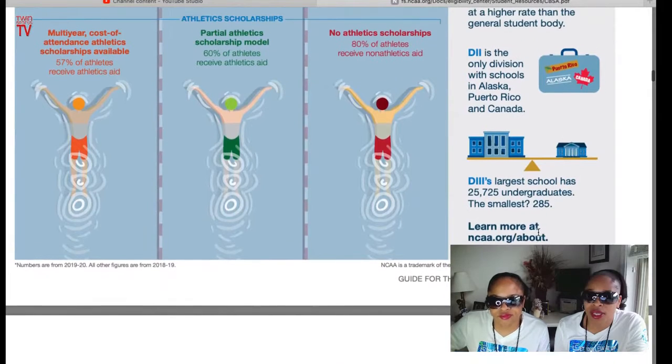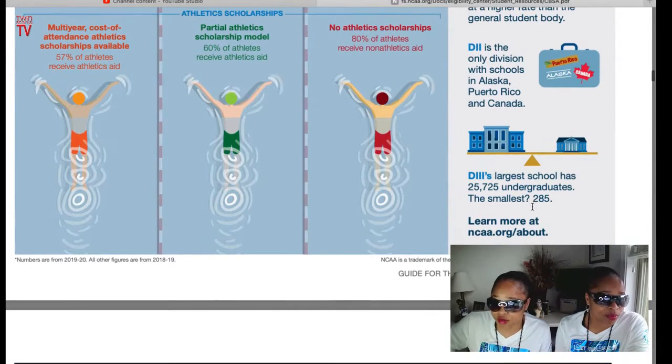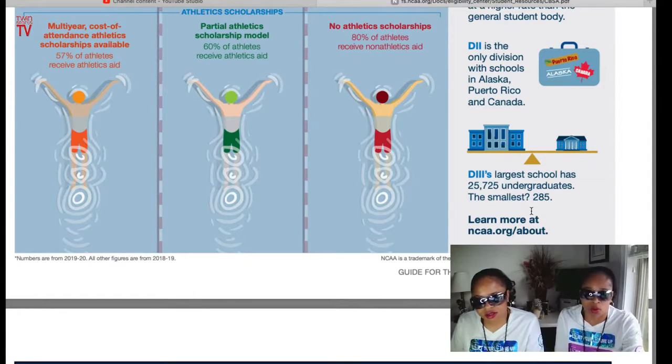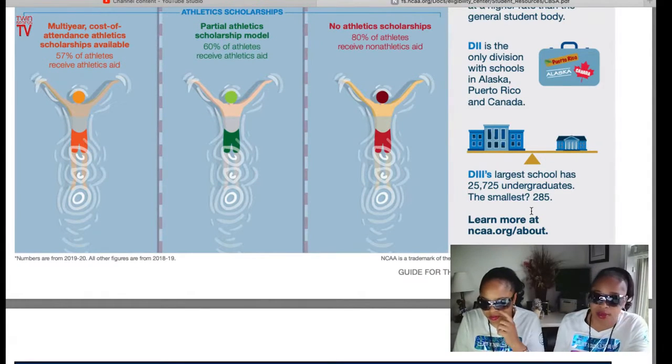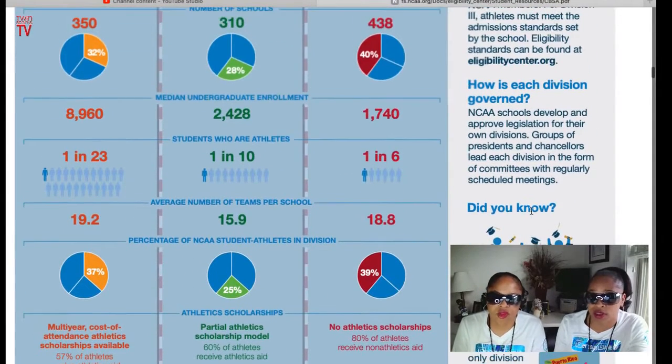And then we're coming down to Division III. Division III's largest school has 25,725 undergraduates. The smallest school has 285. Wow, that's a big difference. And you can learn a lot more about this at ncaa.org/about. But these are some great questions that they pose, and they give some great answers to those questions.